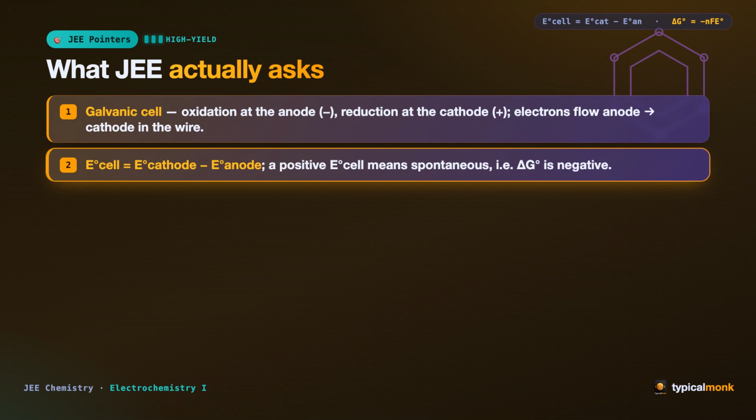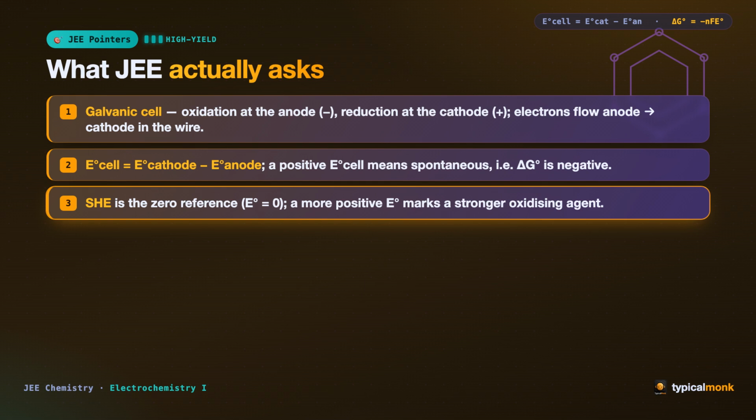2. E cell standard equals E cathode standard minus E anode standard. A positive E cell means spontaneous, which means delta G standard is negative. 3. The standard hydrogen electrode is the zero reference. A more positive E standard marks a stronger oxidizing agent.